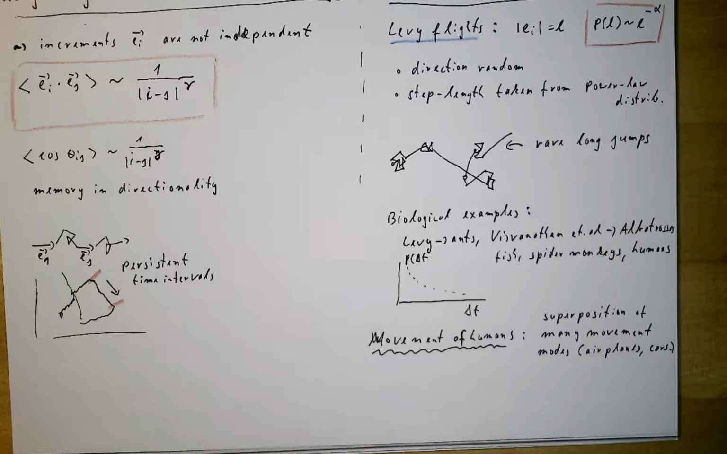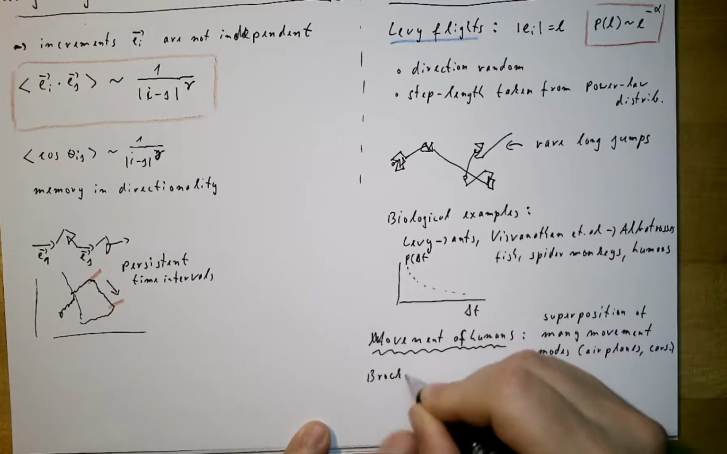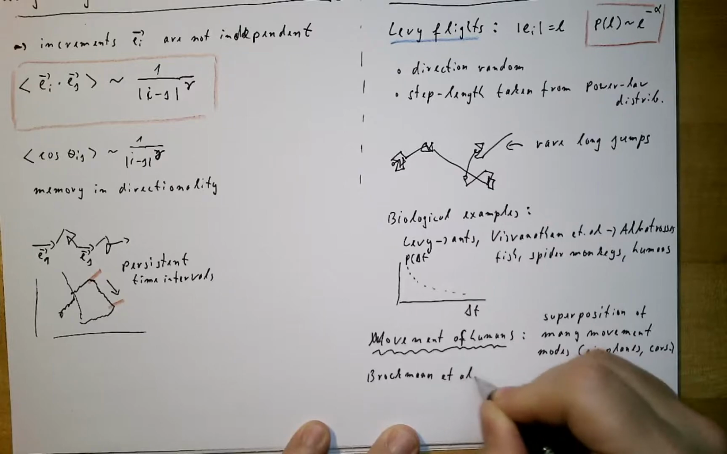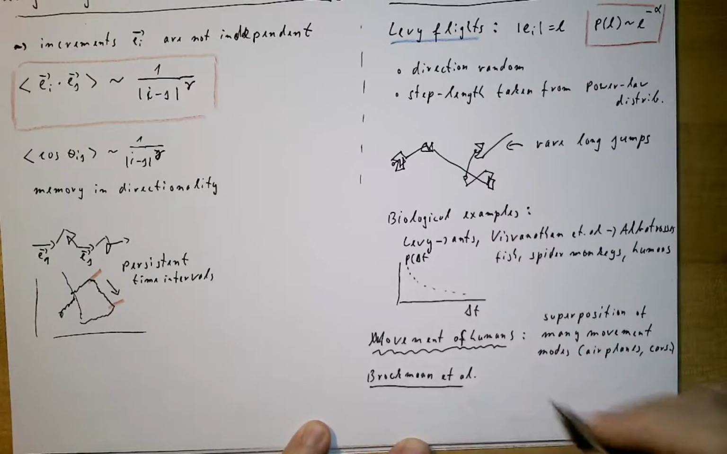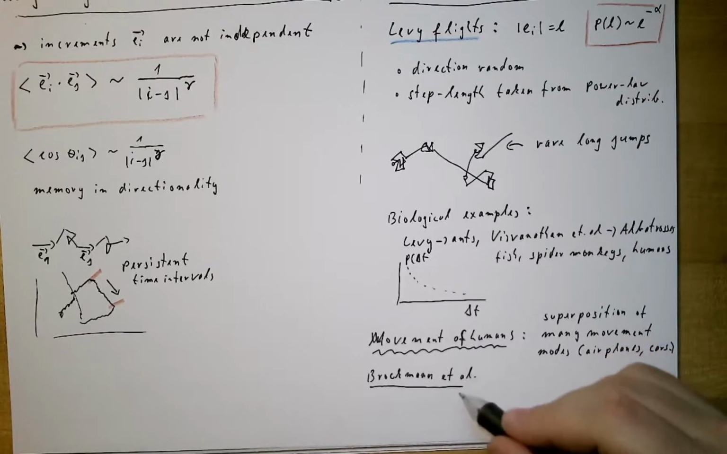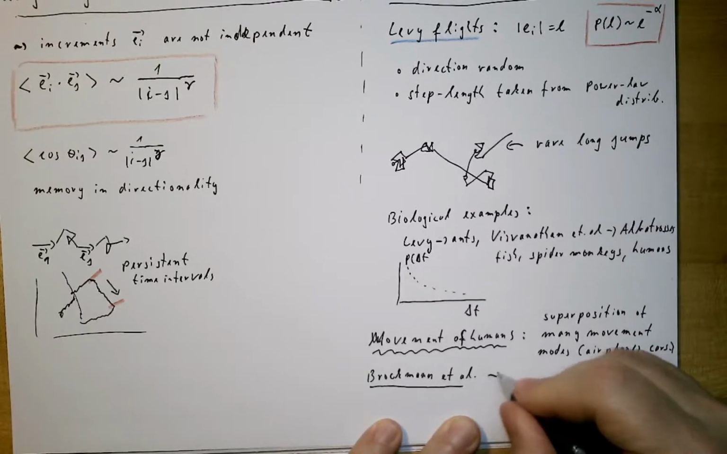And then there was a very cool work by Brockmann et al. These authors studied not the diffusion of people, but the diffusion of the movement of dollar bills.